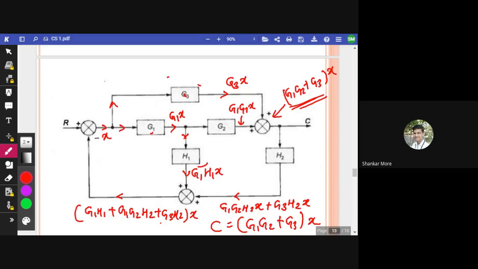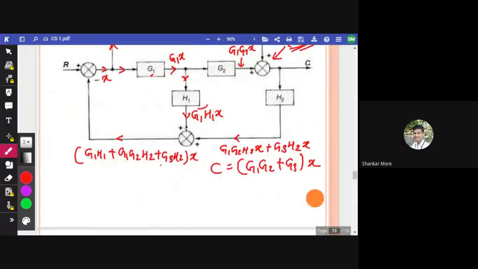यस. ओके, नाउ सी यहाँ पे नेगेटिव साइन है, राइट? सो x will be what? X will be equal to r. This is r minus this whole term. Okay, I will write it directly. Okay, see, G1 into H1 into x minus G1 into G2 into H2 into x, sorry, it is minus again, G3 into H2 into x. So x की वैल्यू क्या है, तो ये है r minus this whole term.